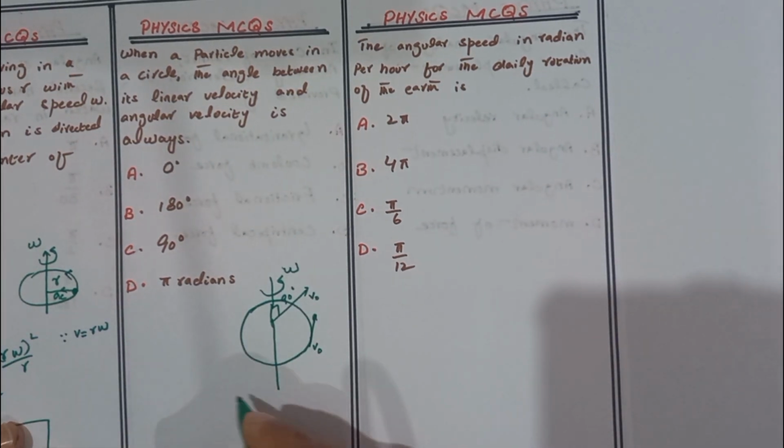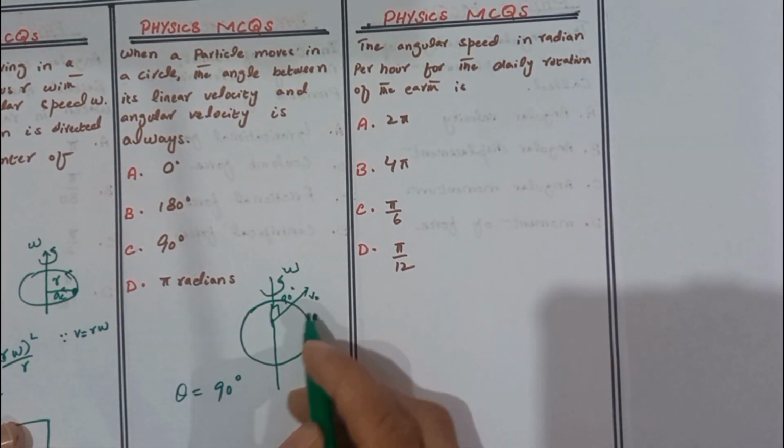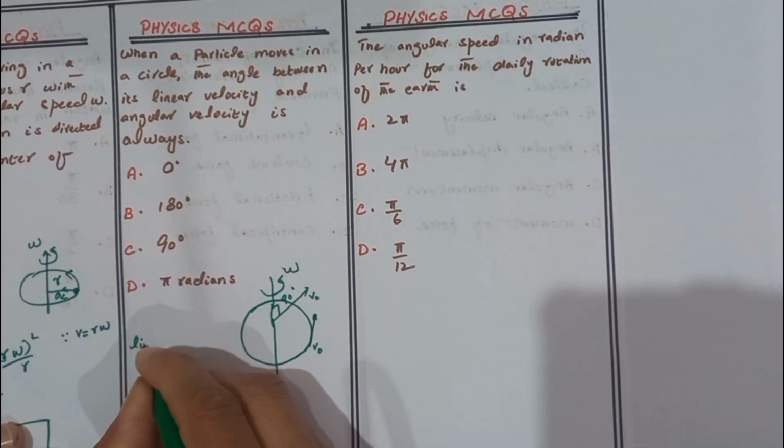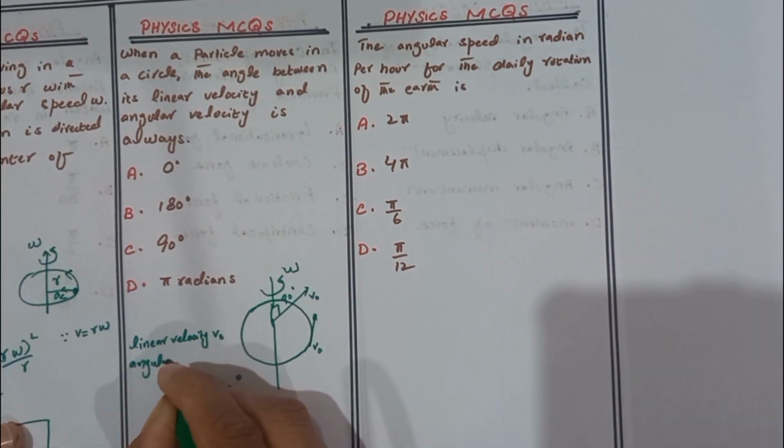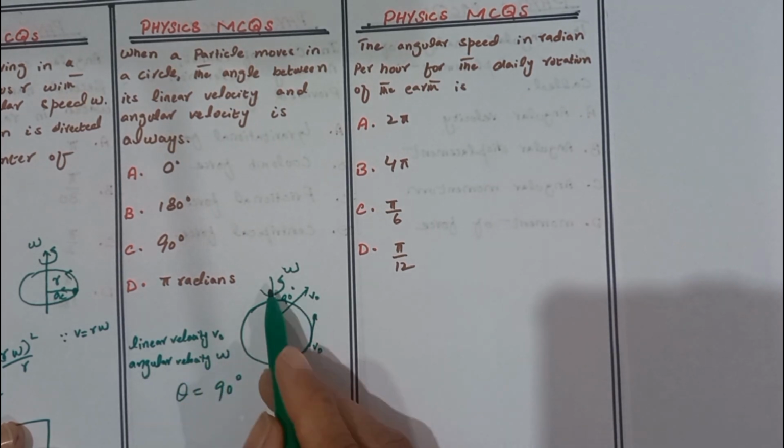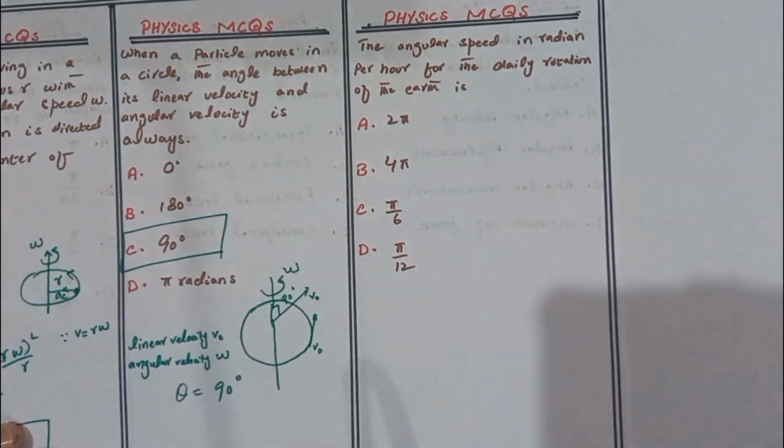If that is the omega and that is the direction of the linear velocity, the angle between them is 90 degree. So write here that the angle between linear velocity v naught and angular velocity omega is 90 degree. So option C is correct.